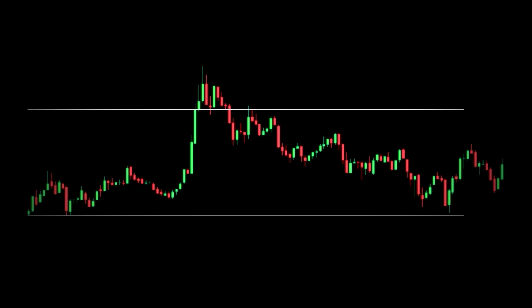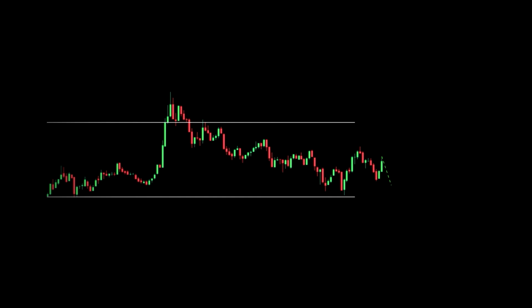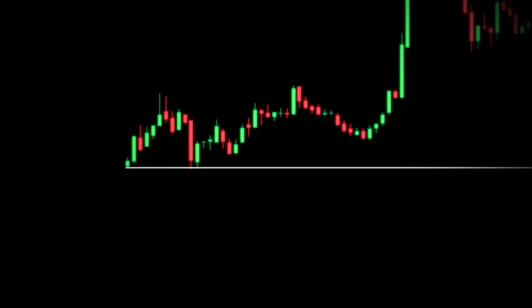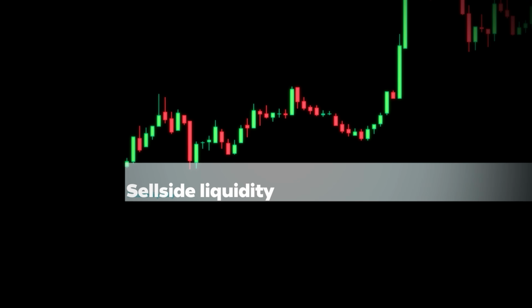It has no definitive direction. We're going to wait for one side of this ranging market to be swept, either breaking a swing high or breaking a swing low. And that's going to present us with our trade setup. So notice right here, these equal lows. This is an area of liquidity. It will be marked out by the indicator as a sell side liquidity.